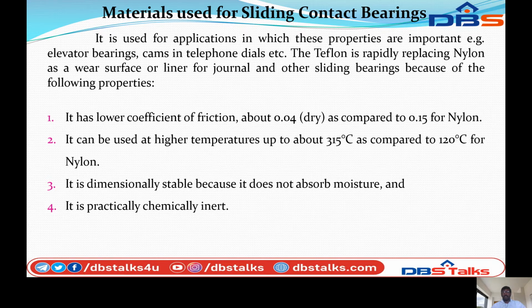Continuing with the materials used in sliding contact bearings, nylon is used for applications in which these properties are most important, for example elevator bearings, cams in telephone dials, etc. Teflon is rapidly replacing nylon as a wear surface or liner for general and other sliding bearings because of the following properties.